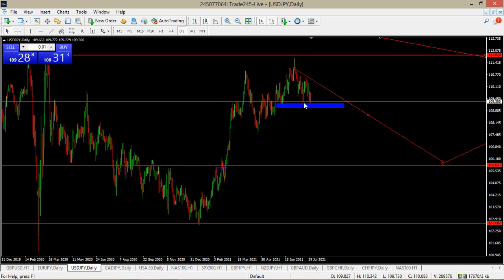Then it tested this level again. We see again it's falling. Now it just bounced a little bit on it. So what we should bear in mind is that if USDJPY breaks this level, we should be looking for a long sell until it reaches here.